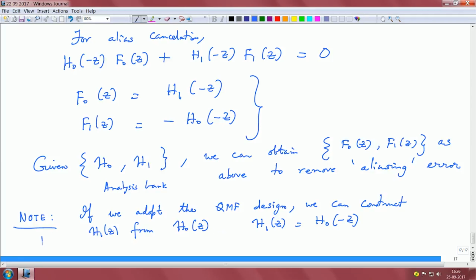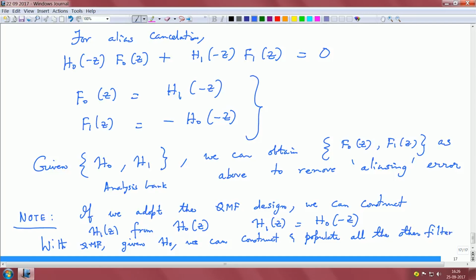So, with QMF, given h naught, we can construct and populate all the other filters towards alias cancellation. We can stop here.